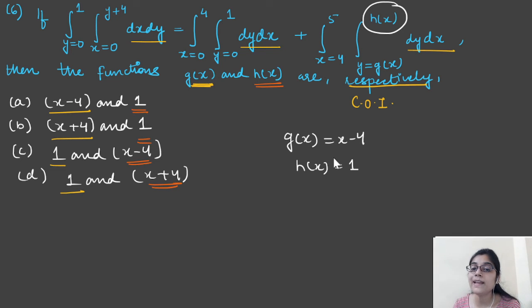You have found x minus 4 and 1, so option C could also be correct according to you, but there is a word they have mentioned: respectively. It means in any of the options, the first function they have written is representing what? g of x, and the second function they have written is representing what? h of x. So you are getting g of x is x minus 4. That is why option A is correct in this case.